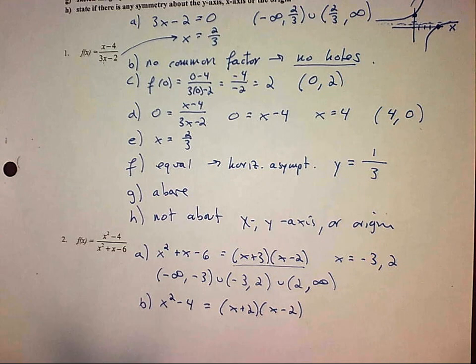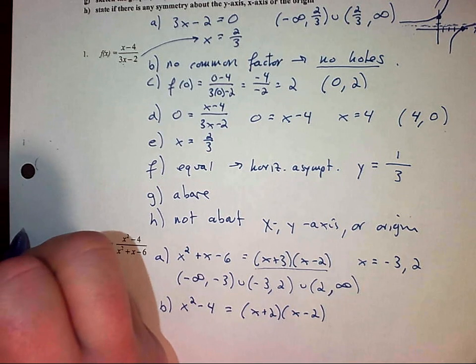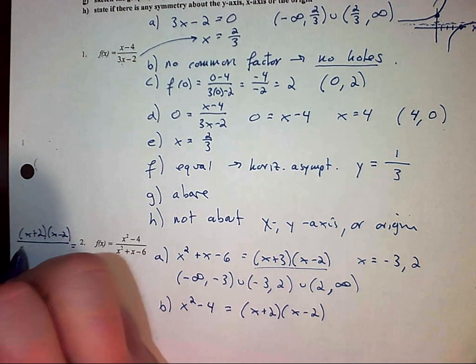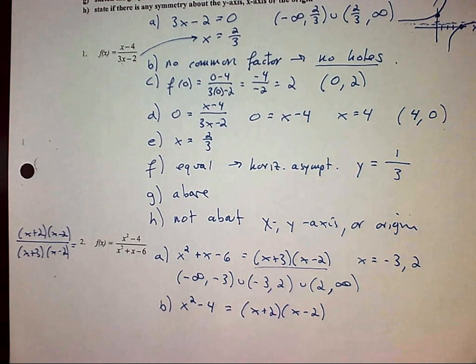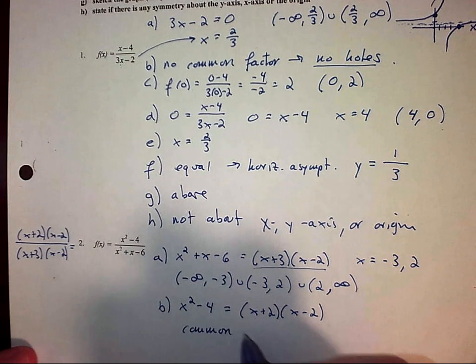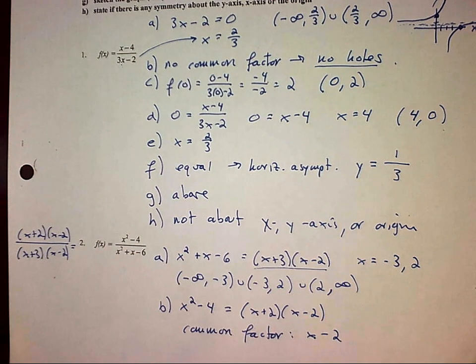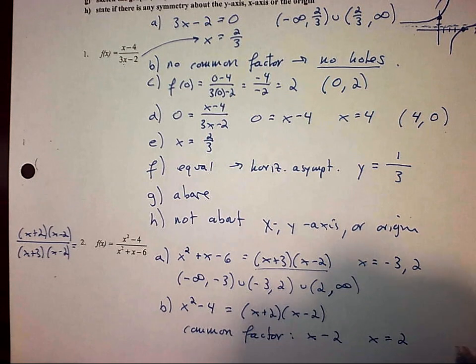Which means that if I can rewrite this over here, our numerator we can write as x plus 2 times x minus 2. And our denominator we can write as x plus 3 times x minus 2. So we have a common factor in our numerator and our denominator. The common factor is x minus 2. Because x minus 2 is a common factor, wherever this would be equal to 0, so at x is equal to 2, that's going to be our hole.